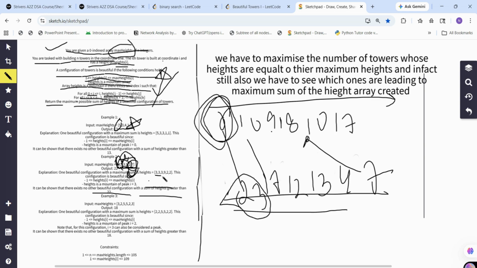If I try to make all of them equal to 3, 9 2 2, so 9 plus 9 is 18, 18 plus 4 would be equal to 22.